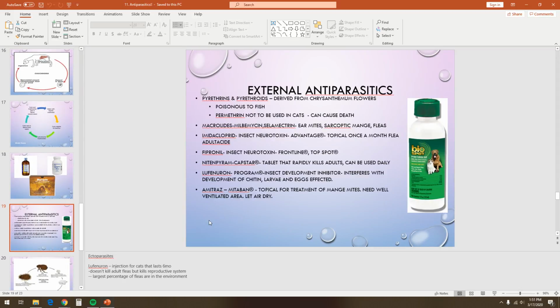Okay, external antiparasitics, pyrethrins and pyrethroids. These are going to be derived from the chrysanthemum flower. Very poisonous to fish. I don't know why fish need external parasite control, but I'm not a fish expert.